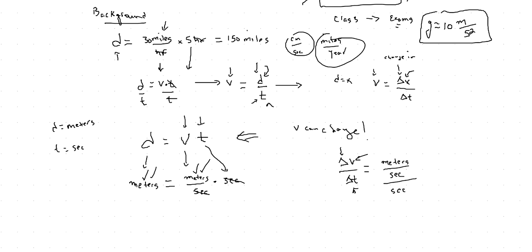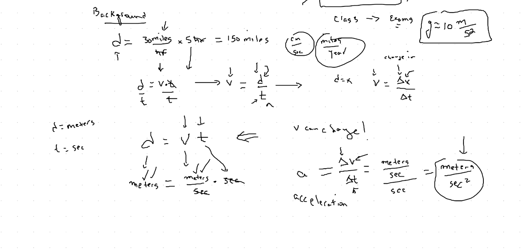And to simplify, this is just written as meters per second squared. Okay, and this object, the change in velocity with change in time, is what we call a, or acceleration. Okay, so acceleration is going to have units of meters per second squared.